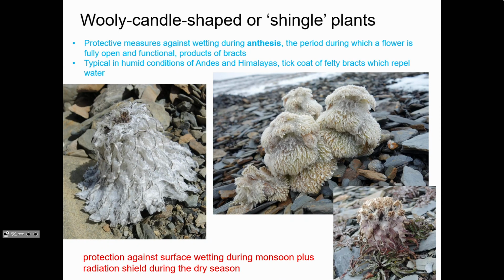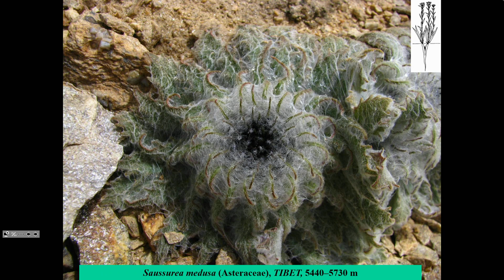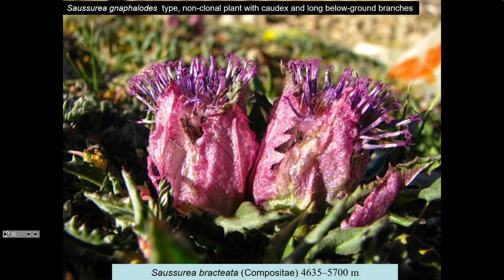And you may find very peculiar alpine plants that evolved to cope with both the dry conditions that prevail in spring before the monsoon arrives, and at the same time must somehow cope with a lot of snow and rain that comes during the summer monsoon. So they develop sort of protection against the surface wetting during the monsoon plus radiation shield during the dry season, often using the bracts. So here you can see the representative of Asteraceae, Saussurea, and Marmoritis to the right. Another species that you can encounter is this Saussurea medusa. Again, you can see these woolly leaves that protect them against the high UV radiation and also against the recurrent snowfall during the summer season, or this Saussurea bracteata.